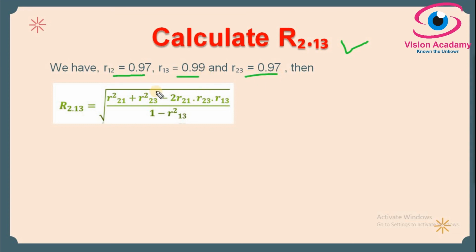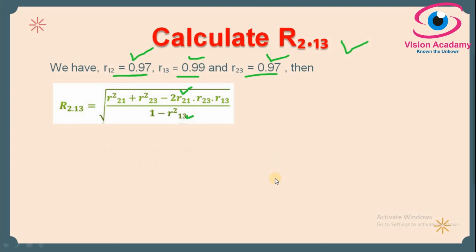Here also we will replace all the relevant values. R21 and R12 are both the same, so here 0.97, and here R23, we have 0.97, then 2 into R21, again we use R12 because R21 and R12 are both the same, so 0.97. R23 here we have 0.97, R13 here we have 0.99, R13 square is 0.99 square. So then I will replace all the values here.